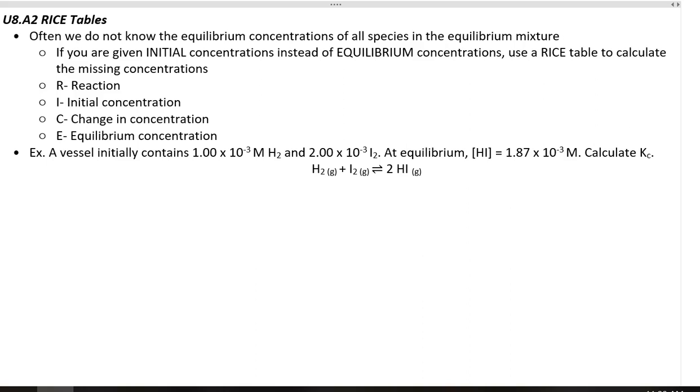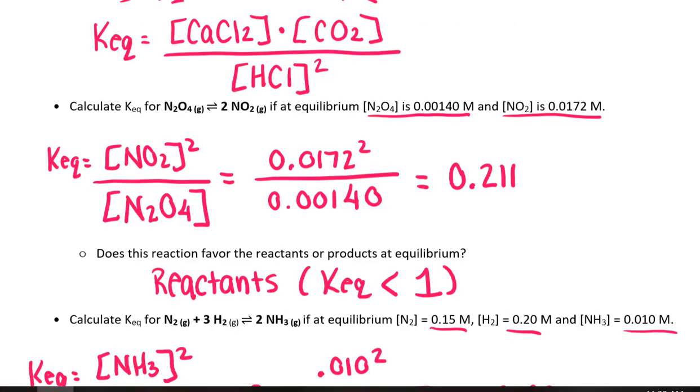So why would we use a rice table? We would use a rice table if we do not know the equilibrium concentration of all species in the equilibrium mixture. Looking back at the two examples we did yesterday, we were given molar concentrations at equilibrium. For both of these problems, we had molar concentrations at equilibrium.